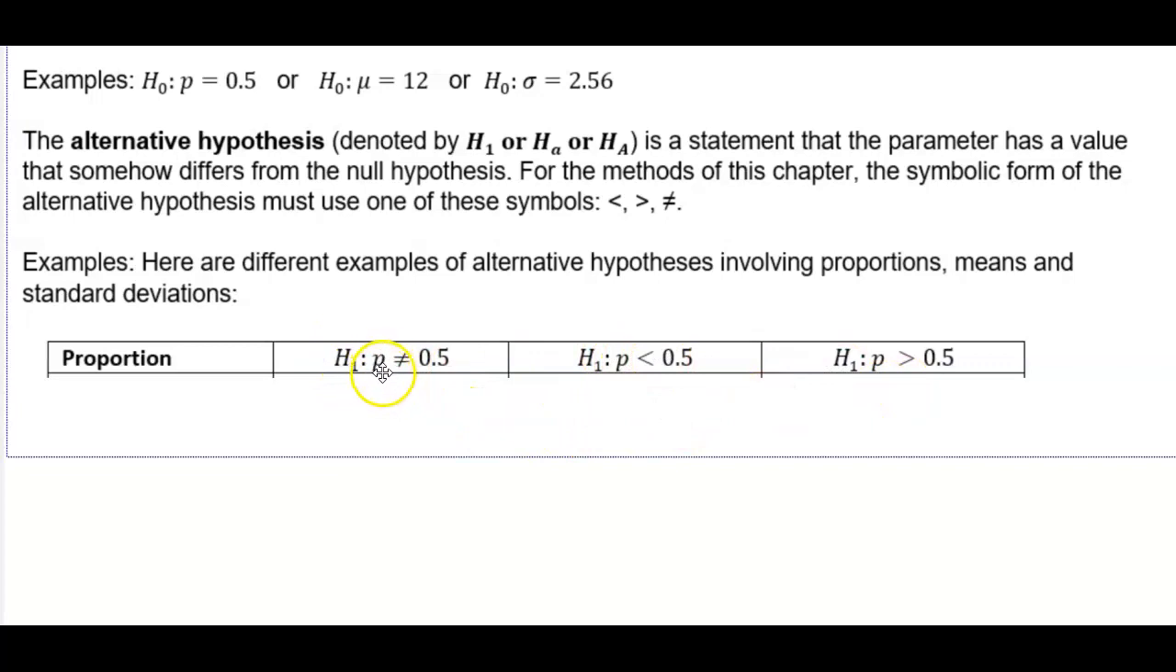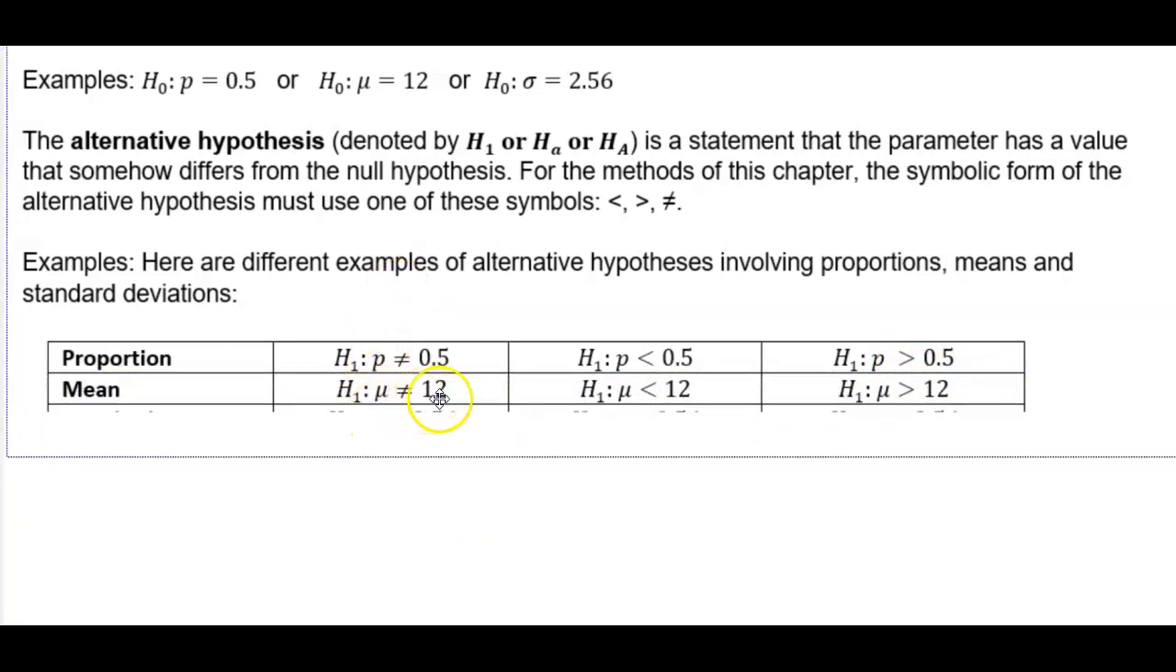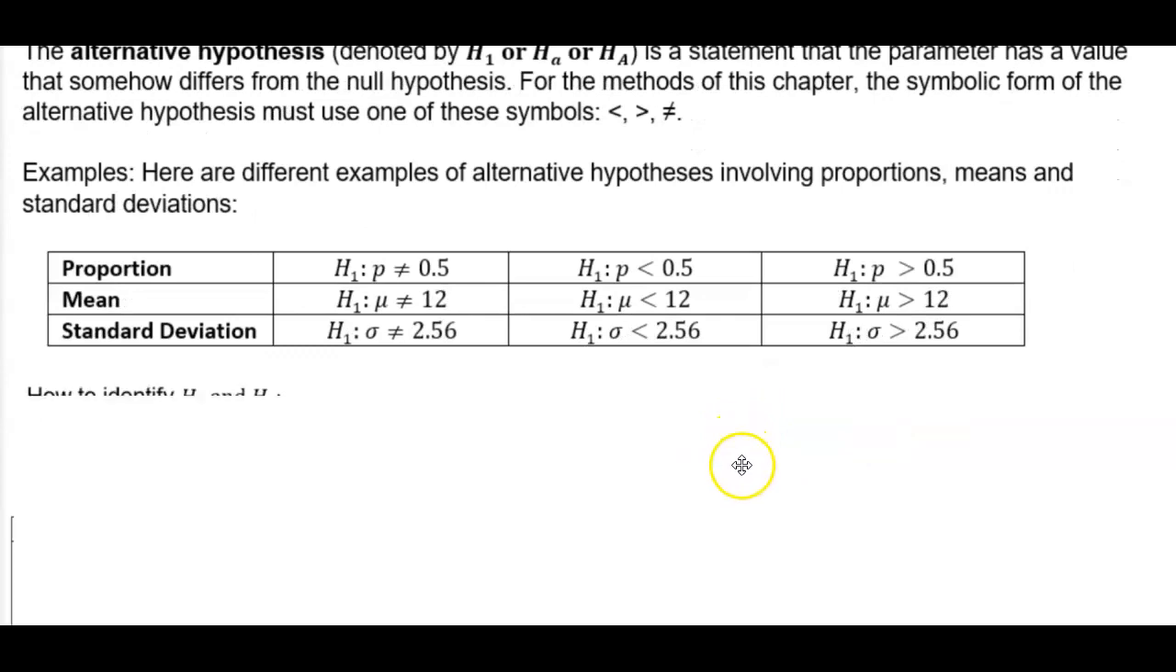It can either be the proportion which is not equal to 0.5, the proportion can be less than 0.5, or the proportion is greater than 0.5. If we look at the mean, the alternative hypothesis would have the population mean not equal to 12, or less than 12, or greater than 12. And then for the standard deviation, the alternative hypothesis would have the population standard deviation which is not equal to 2.56, or less than 2.56, or greater than 2.56.